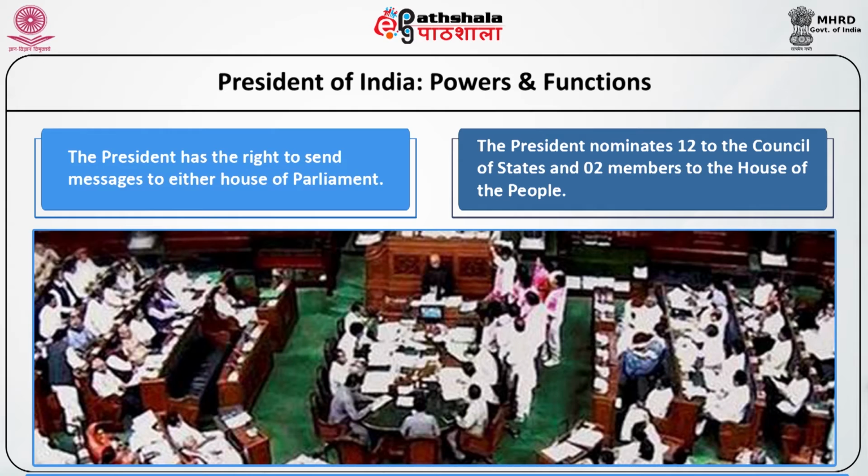He also has the power to nominate 12 members to the Rajya Sabha, the upper house, and 2 members to the lower house, that is the Lok Sabha.